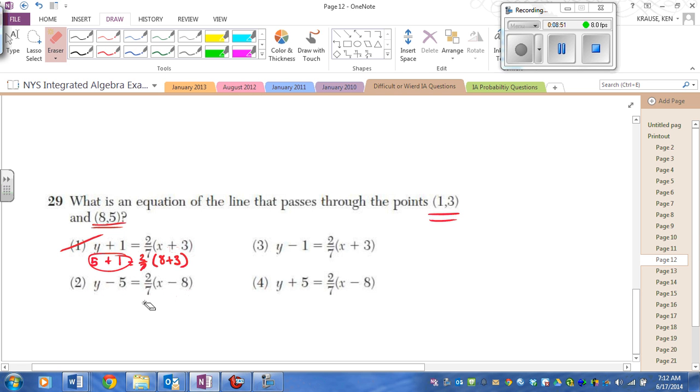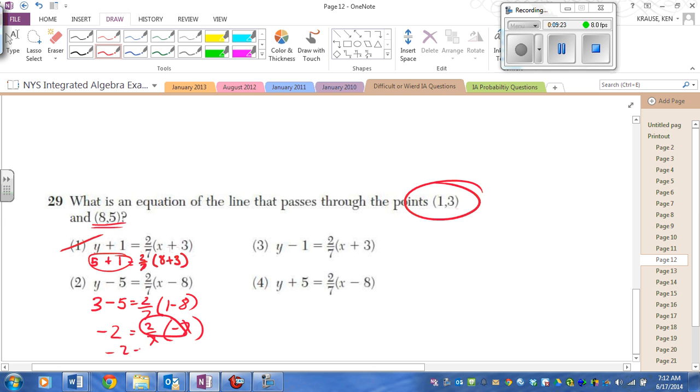Let's try it again. Now I got to check the other point. I'm going to plug a 3 in for y. 3 minus 5. Does that equal 2 over 7, 1 minus 8? Well, 3 minus 5 is negative 2. And this is 2 7ths of negative 7. Well, the 7's cancel, so I'm left with negative 2. So negative 2 equals negative 2.